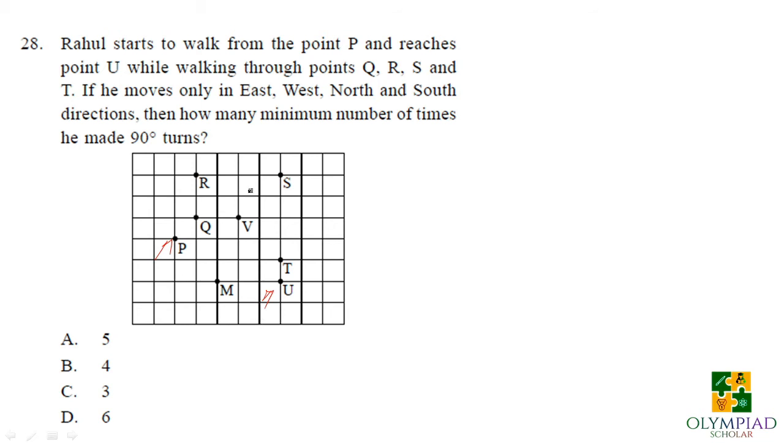Okay. So while walking through the points Q, R, S and T, he has to walk through the points Q, R, S and T. Okay, so another condition is there. If he moves only in east, west, north and south direction, he can only move in east direction, he can only move in west direction, he can only move in south direction, and he can only move in north direction. Okay, so he cannot make any movement circular or elliptical, or any diagonal movements is not allowed.